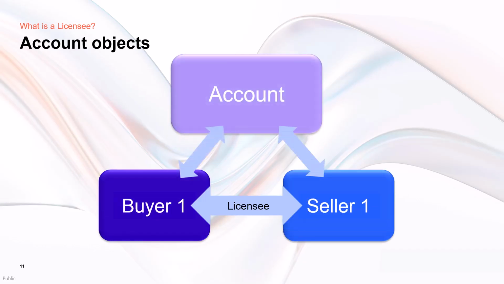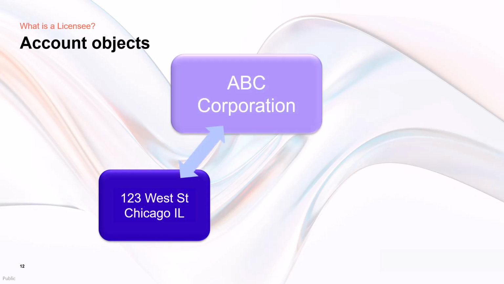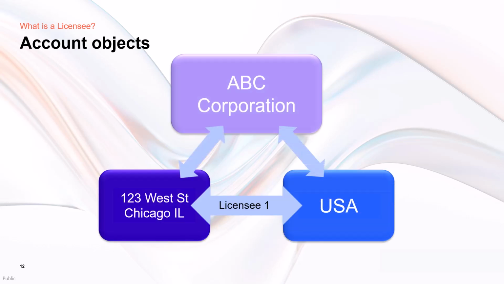A licensee is the object that connects one buyer to one seller. In other words, it will designate where you want to be invoiced and in what currency. In addition, the licensee will serve as the licensed entity for your new agreement. In this example, ABC Corporation sets up a licensee to be invoiced to their Chicago location, billed out of the US in US dollars.